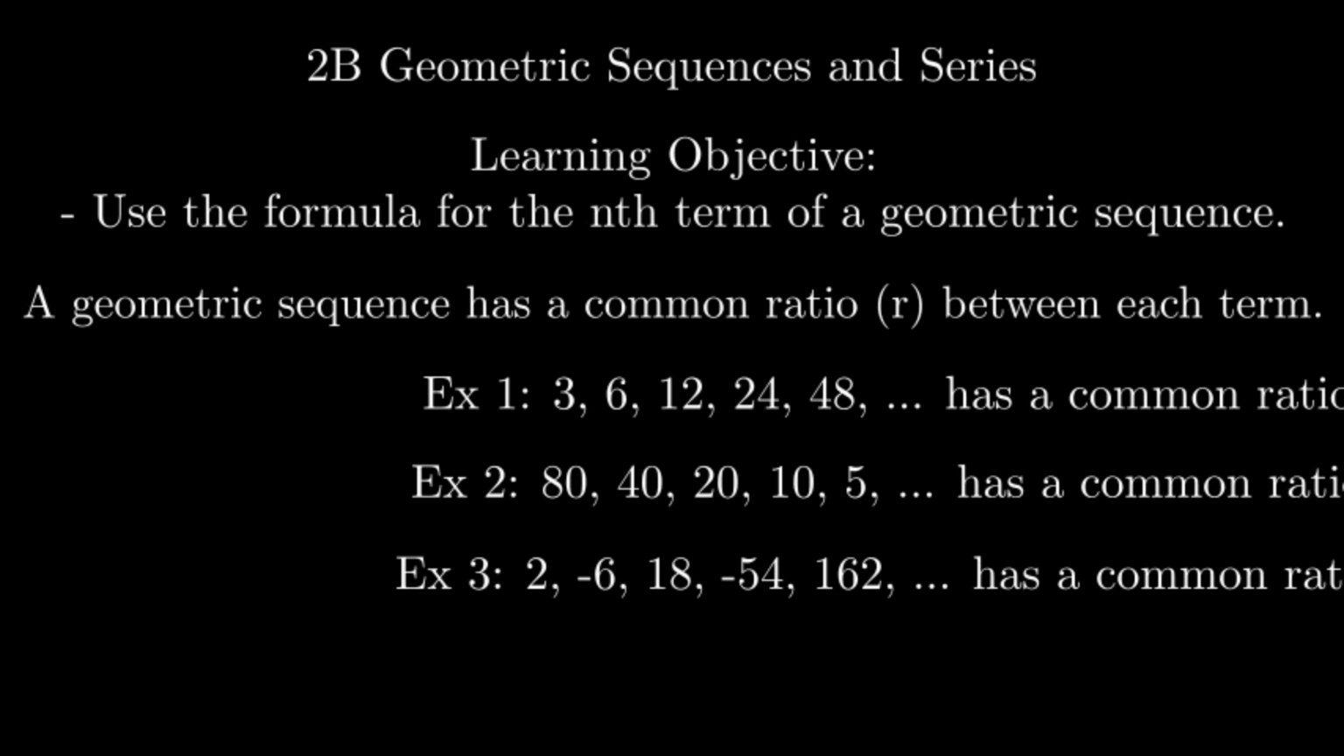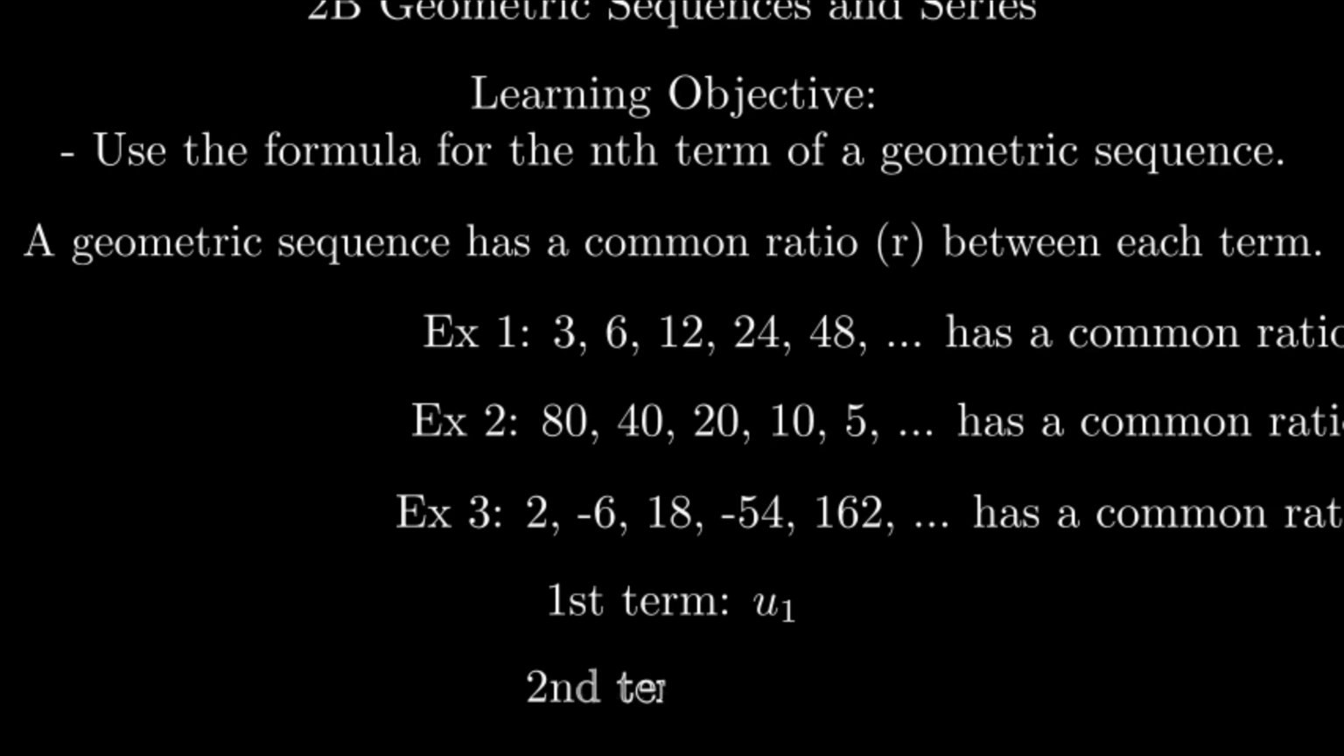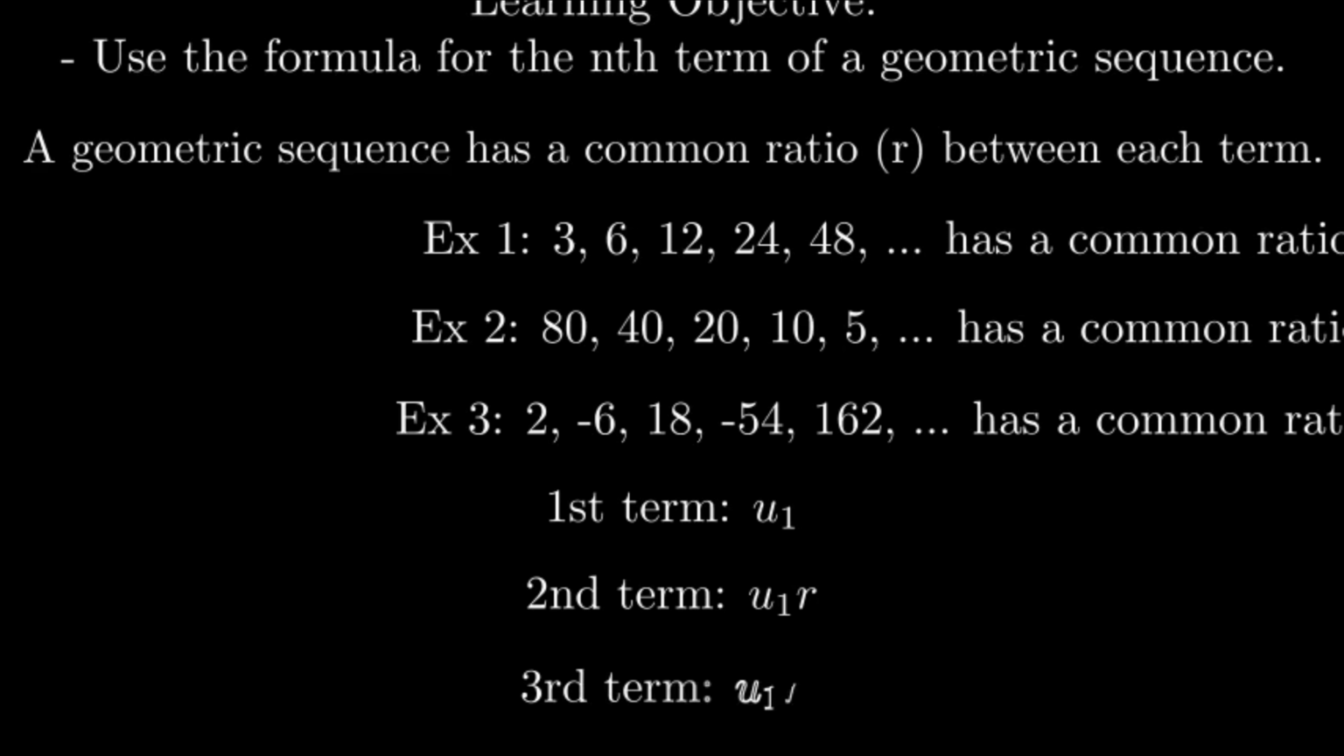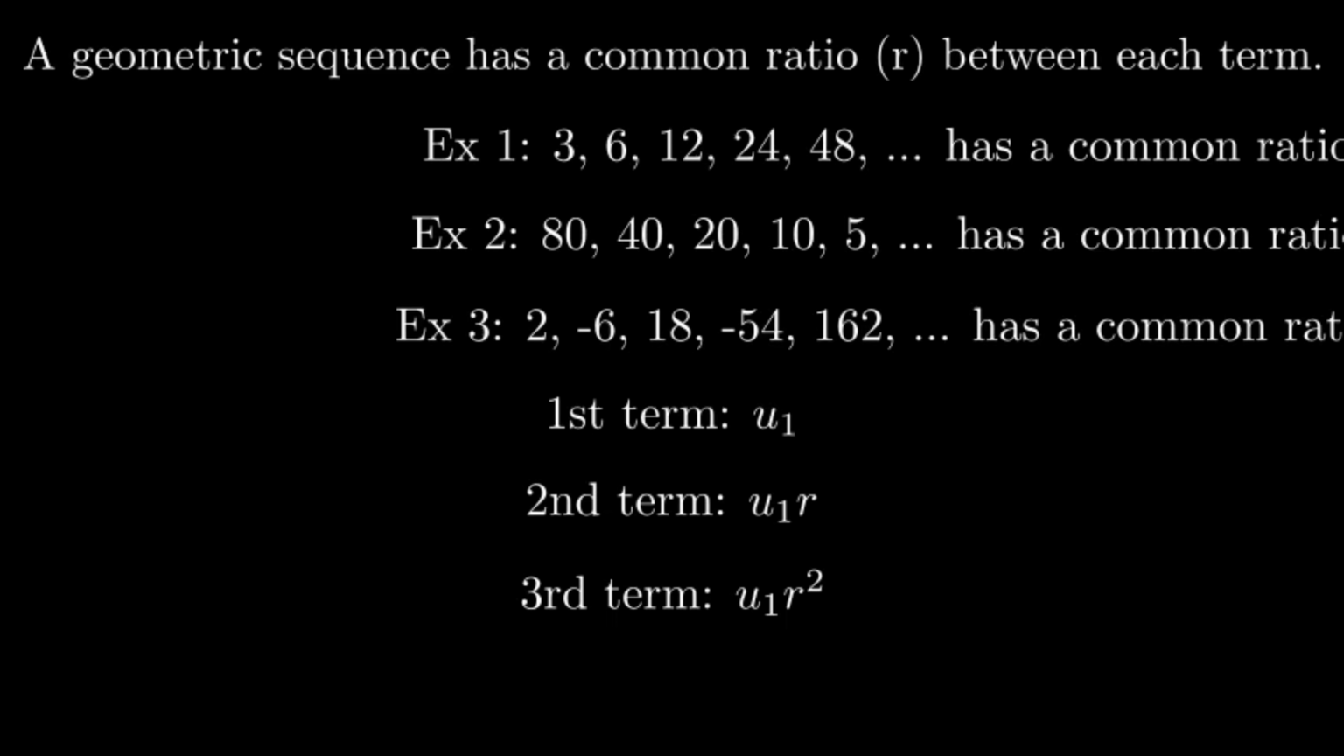Now let's generalize this. If we call the first term u sub 1 and the common ratio r, we can build any geometric sequence. The first term is u sub 1. To get the second term, we multiply by r, so it's u sub 1 times r. For the third term, we multiply by r again, giving us u sub 1 times r squared. The fourth term is u sub 1 times r cubed, and so on.